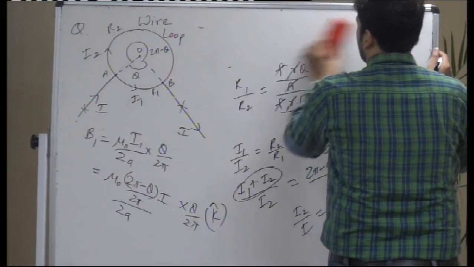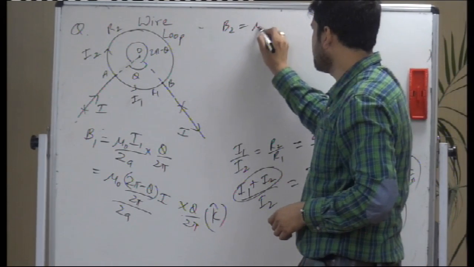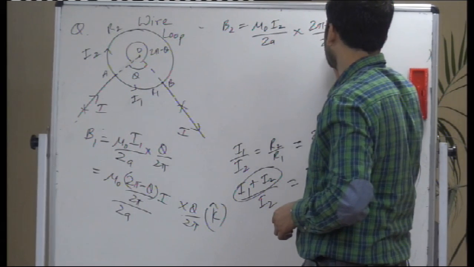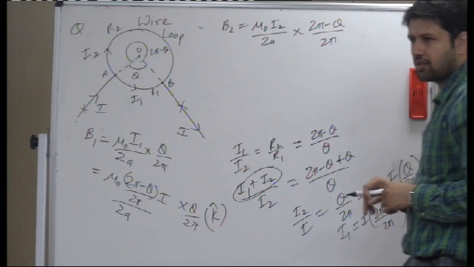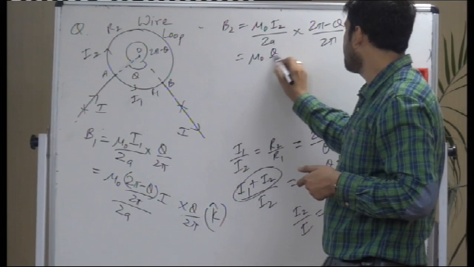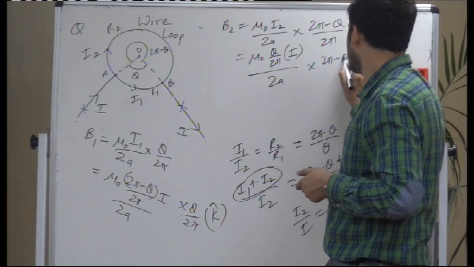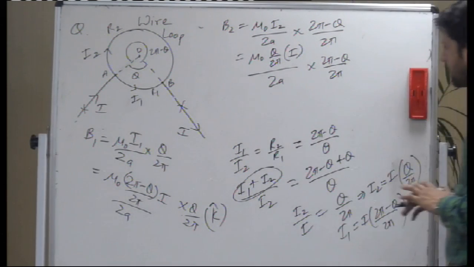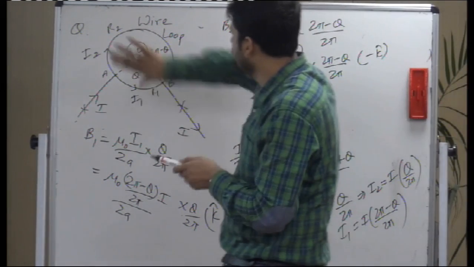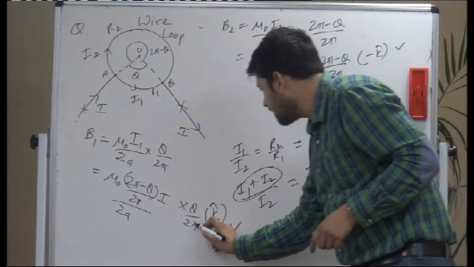Let's check what is the field because of the upper portion. The field because of the upper portion would be mu naught I2 upon 2a into 2 pi minus theta upon 2 pi, right? So you have mu naught, I2 was theta upon 2 pi into I, upon 2a into 2 pi minus theta upon 2 pi. So this is minus k cap. The direction is minus k cap. For the upper loop it is inward. Don't you think this value and this value are exactly equal and opposite?